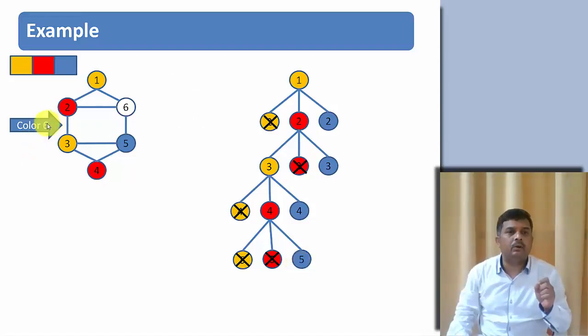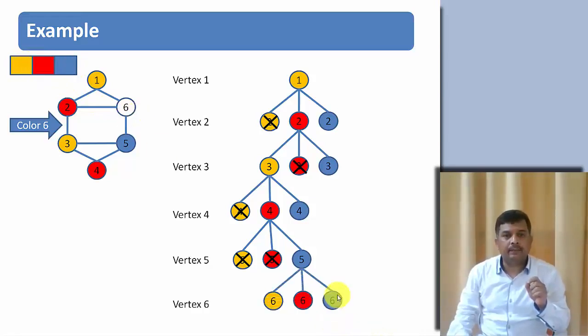Now let us see about coloring vertex 6. Which color can I apply? I have yellow, red and blue. Let us see. Can I give yellow? No, because 6 is adjacent to 1 and 1 is already yellow. Can I give red? No, because 2 is already marked red. Can I give blue? I cannot give blue because 5 is adjacent to 6 and it is already marked blue.